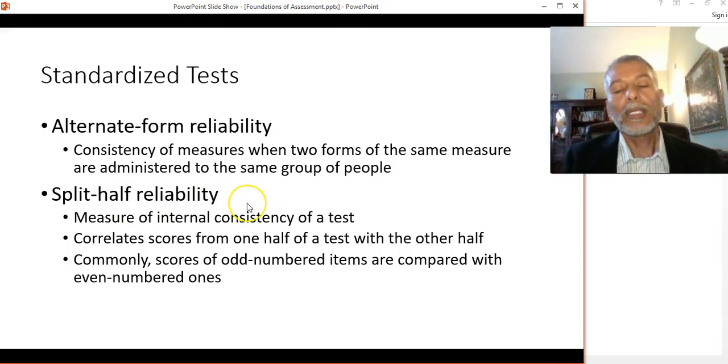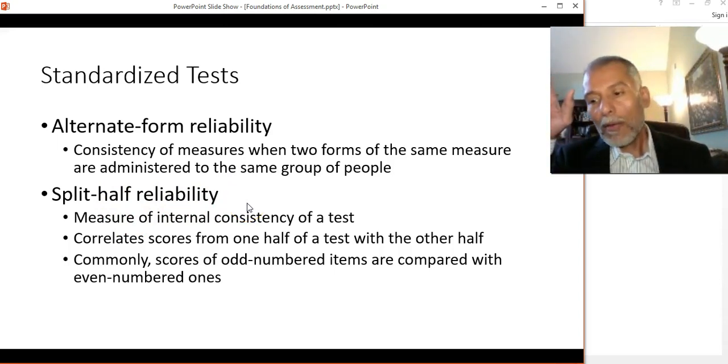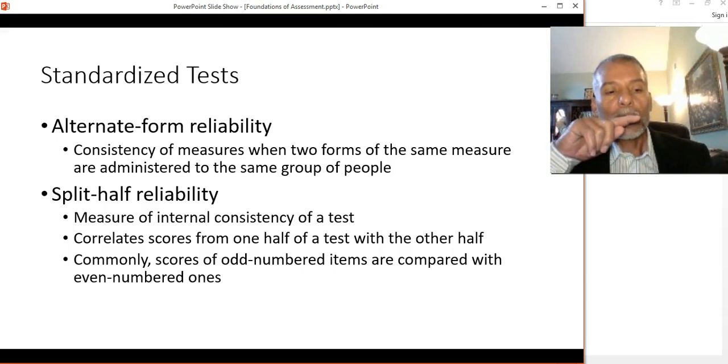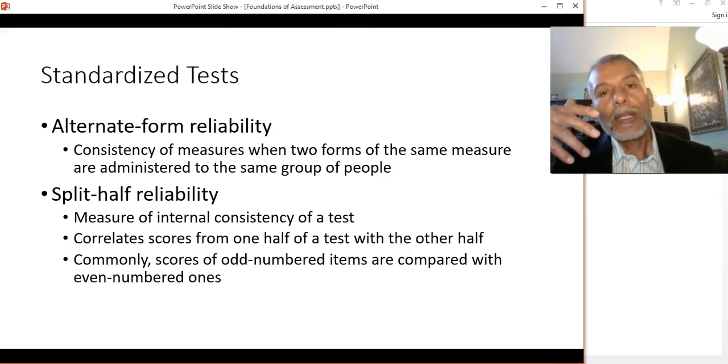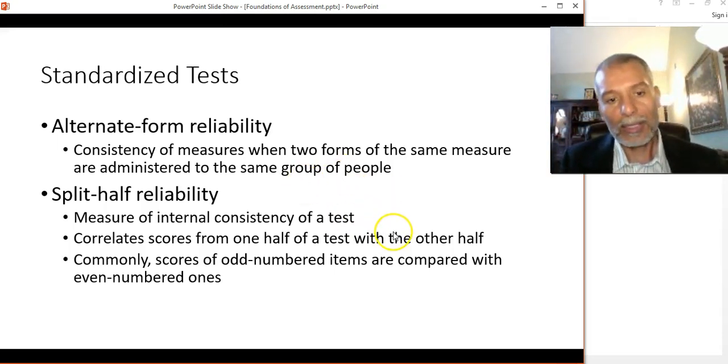Split half reliability means that if you administer one half of the test, it's going to give you a similar score to the other half. They do it by administering, say, the odd numbered questions and getting a score, and then administering the even numbered questions and getting a score, and then comparing. Did the person get a similar score? If that is the case, then you would have split half reliability.